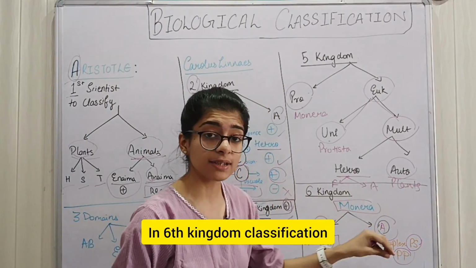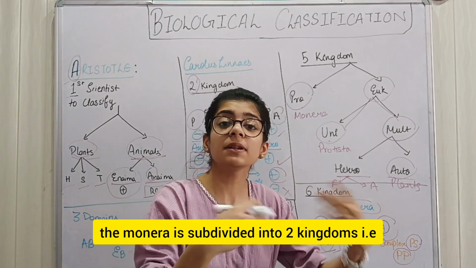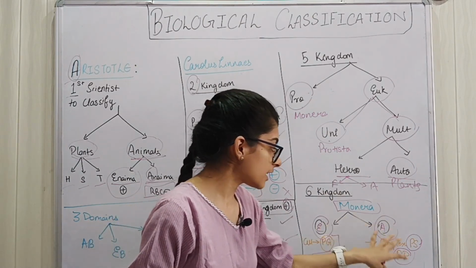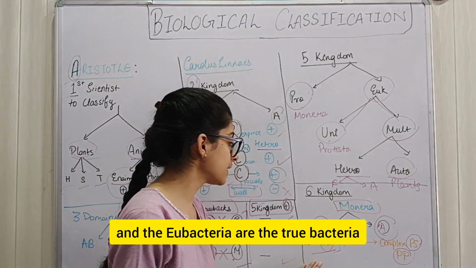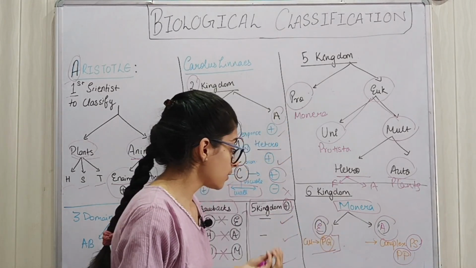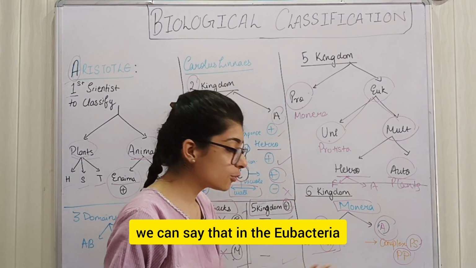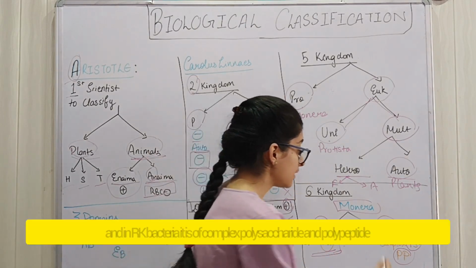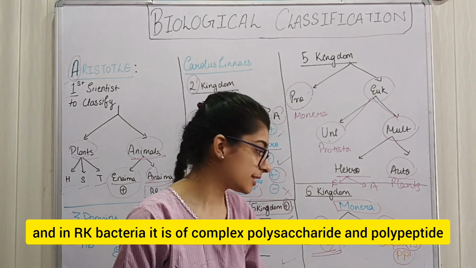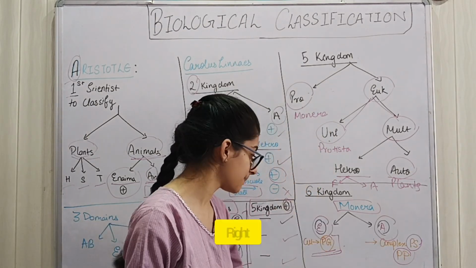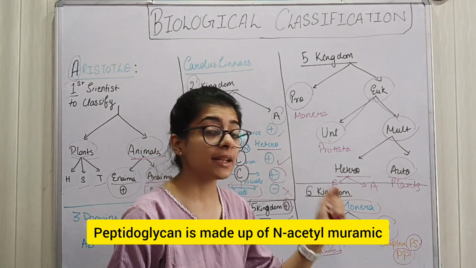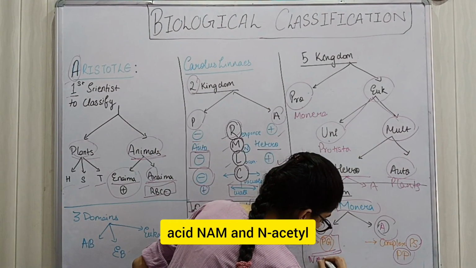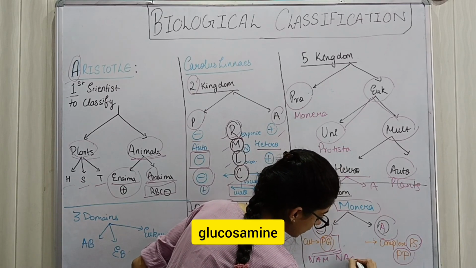Let's move on to the six kingdom classification. In six kingdom classification, the Monera is subdivided into two kingdoms, that is Archaea and the Eubacteria. Archaebacteria are the primitive ones and the Eubacteria are the true bacteria. Now, we can say that in the Eubacteria, the cell wall is composed of peptidoglycan, and in Archaebacteria it is of complex polysaccharide and polypeptide, right? Peptidoglycan is made up of N-acetyl muramic acid, NAM, and N-acetyl glucosamine.